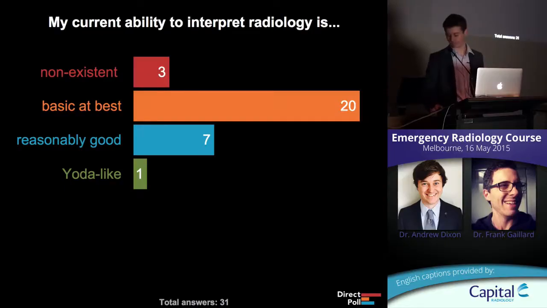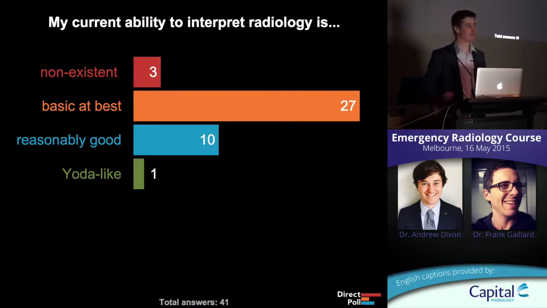Here we go. So I just wanted to get an idea of where everyone's at. We have one Yoda. Where's Yoda? Oh, Frank. Such arrogance. Well, I tell you what, if we have any cases that people can't get today, we'll throw them to Frank, because he's Yoda, and he should be able to get every single one right. Okay, so that seems to be working.